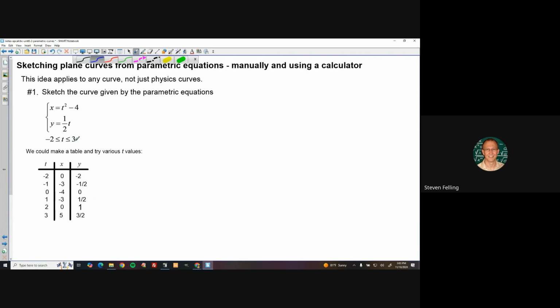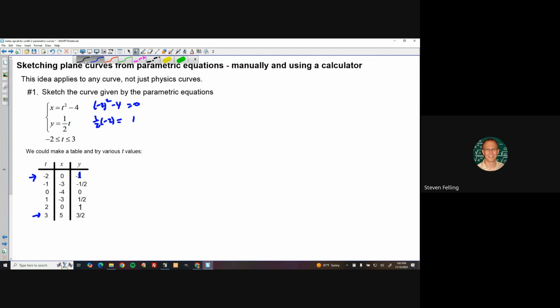But one thing we could do is just pick some values of t between -2 and 3, plug those into the equations for x and y, and find the x and y. So when t is -2, this equation is -2 squared minus 4, which is 4 minus 4, which is 0. So the x coordinate is 0. And when t is -2, the y location is 1/2 times -2, which would be -1. So actually this is incorrect. This is a -1 right there.